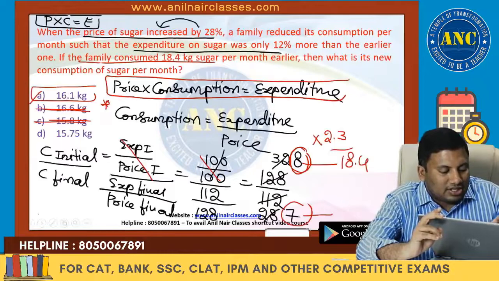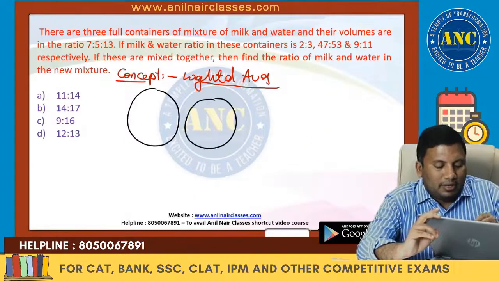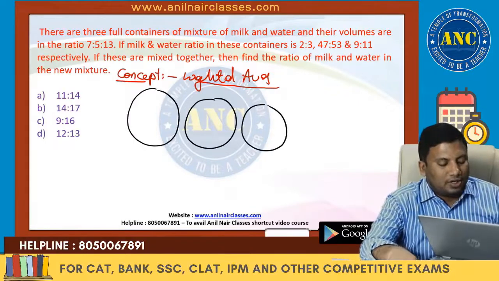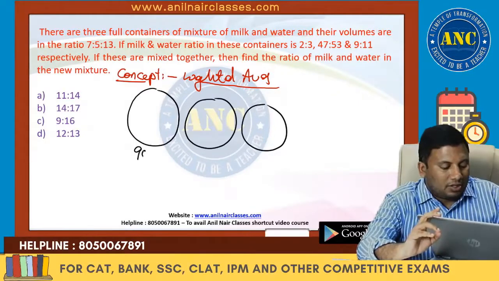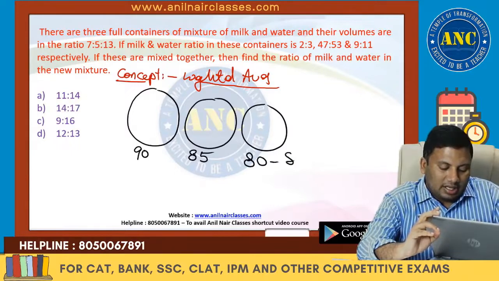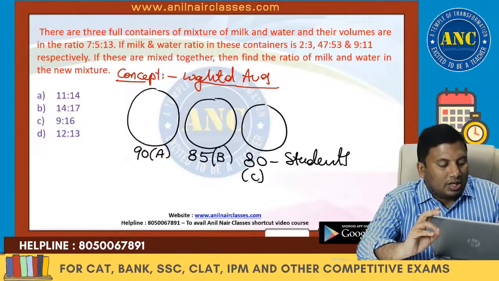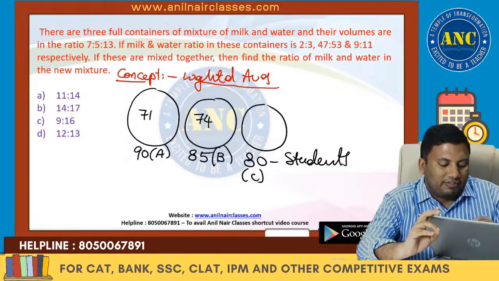There is a section A, section B and section C. Suppose here 90, 85, 80. These are the students in the section, section A, section B and section C. The marks which they got are 71, 74, 78.